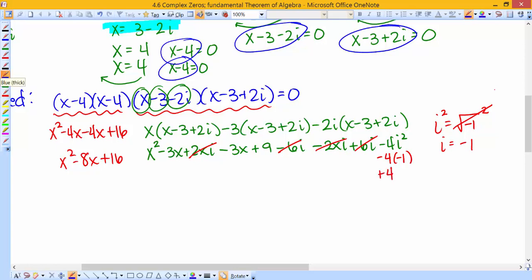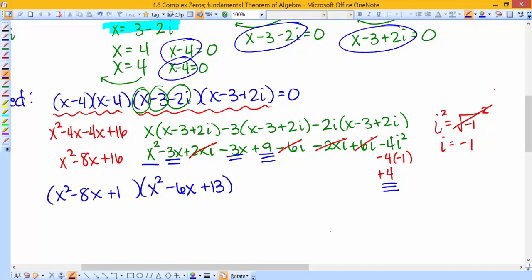So now I'm going to finish combining my like terms. So I have x squared. Then I have negative 3x and negative 3x, which is negative 6x. Then I have 9 plus 4, which is 13. Now, don't get your hopes up because we are not done yet. I still have the x squared minus 8x plus 16.